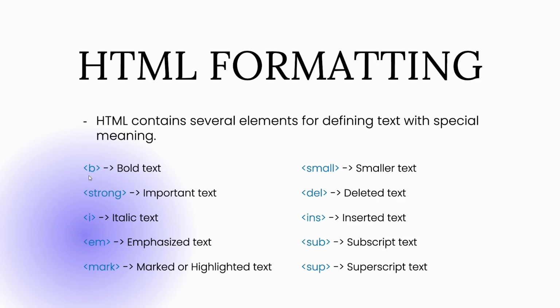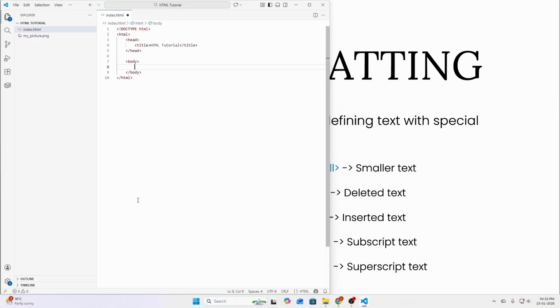So firstly we have B element and strong element. So let's see how they work in HTML. Firstly, let's define a B element here, which just formats the content or text provided into bold text without any extra importance. So let's just say this is bold text, and below this let's also define a strong element which just formats the content or text provided to bold text with extra importance. So let's just say this is a strong element.